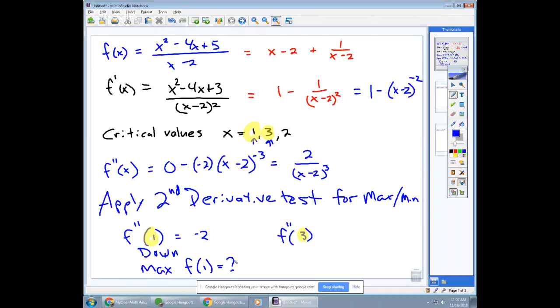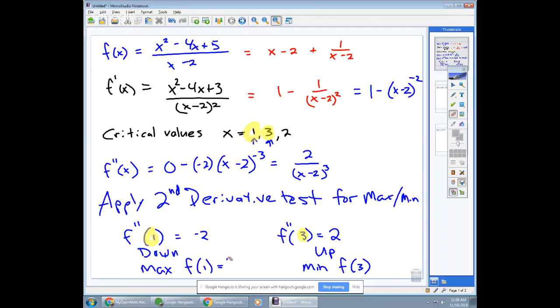All right, so then over here, I plug in 3. 3 minus 2 is 1. 1 cubed is 1. So I get 2, which is positive. That means the function must be concave up there. If it's concave up, then I must have a min. And the min is going to be whatever the value of f of 3 is. So now we have to plug in and make those calculations to figure out what the max and min are.